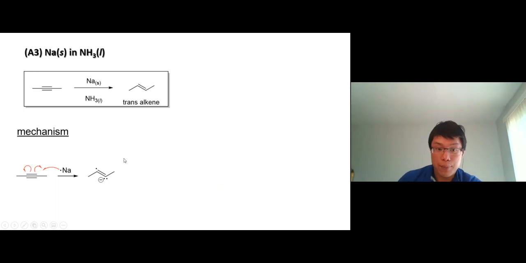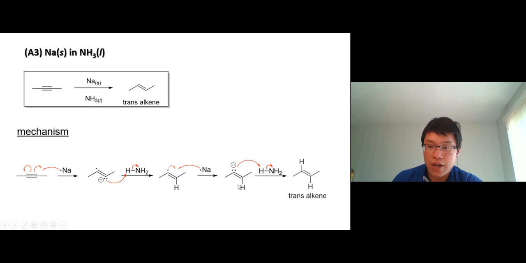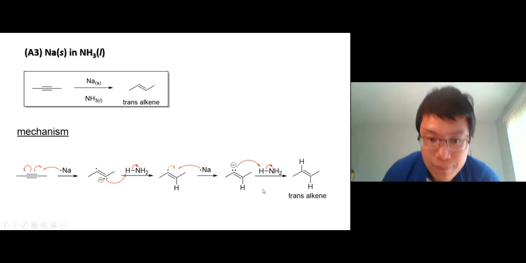Which is really unstable. Now ammonia, which is the solvent, this anion will go grab a proton. You get the first hydrogen in there. The radical is not going to react right away. We'll get another electron from sodium. So we have sodium floating around. This electron is going to pair up, become a lone pair, and then get another proton from the solvent ammonia. Here we go. You get a trans alkene there.